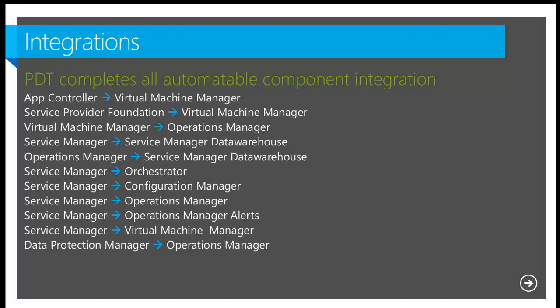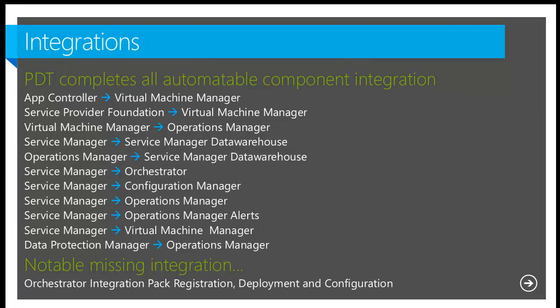So if I'm installing an app controller on VMM, app controller's more or less useless unless you tell it about the VMM server that it's the portal for. So it will do that for you. All of the Service Manager CMDB setup, all the connectors in Service Manager that it uses to create its CMDB, PDT creates all of those for you. Apart from the Active Directory one. Active Directory isn't part of System Center, and so it doesn't do that one for you. The DPM Central Console integration with Ops Manager is another one. Everything that we know about that can be automated is done by PDT.